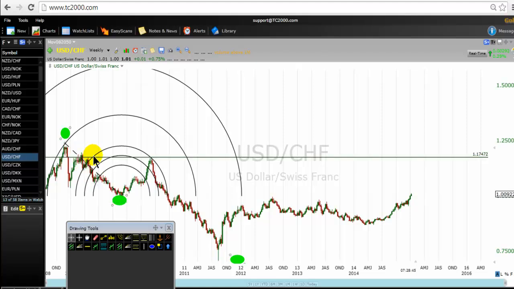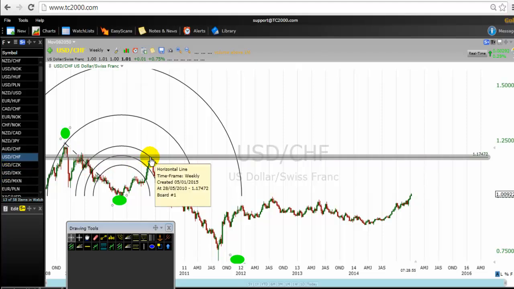So we are not forgetting everything else. We are not trading the Fibonacci arc. We are trading the price. We must pay attention to the price. So we are at the resistance zone. Great. I want to sell on the edge. Yes, we're on the edge.